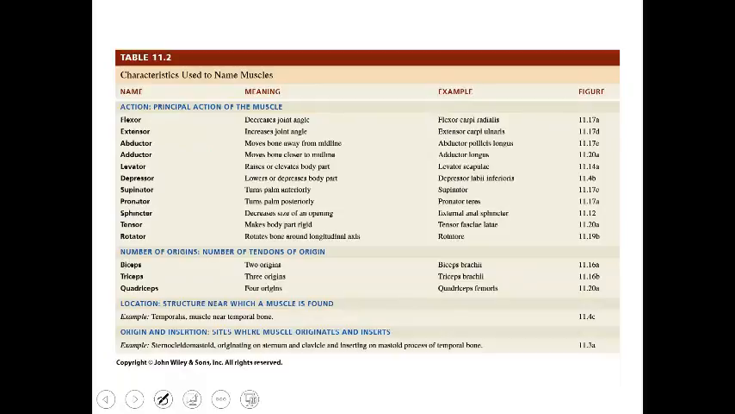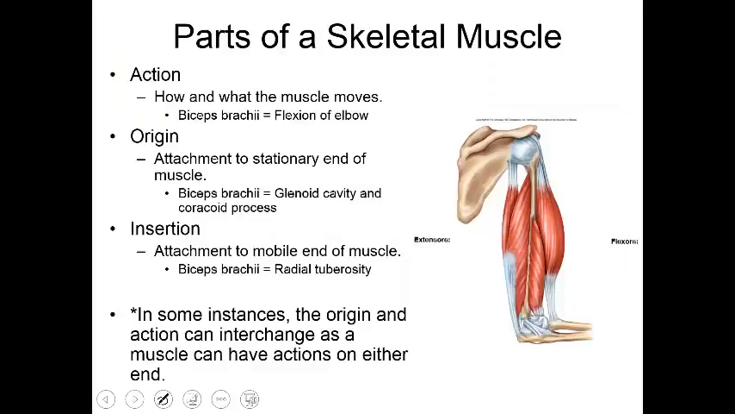Classification is also based on the action, which tells you what the muscle does. Knowing these two tables is extremely helpful in order to retain information from the muscles unit in general. What we're going to start with in this video is the muscles of the face. So let's get started. This slide goes over what the action is, what the origin is, and what the insertion is.